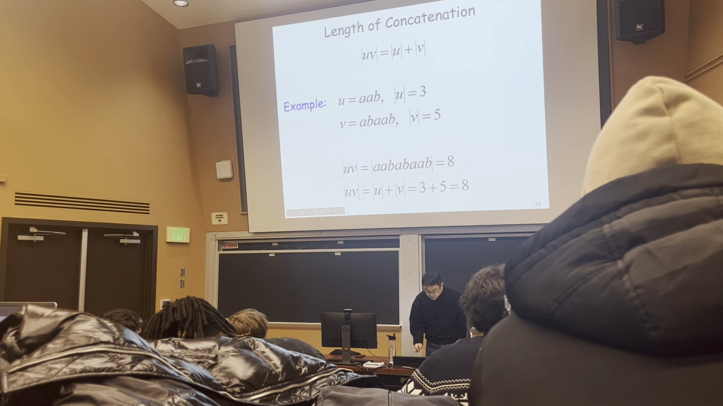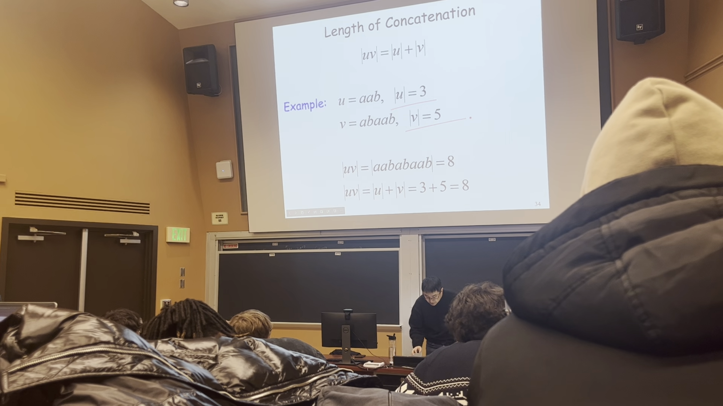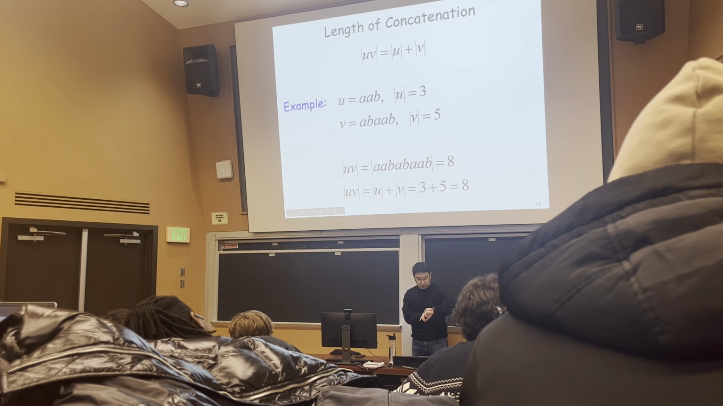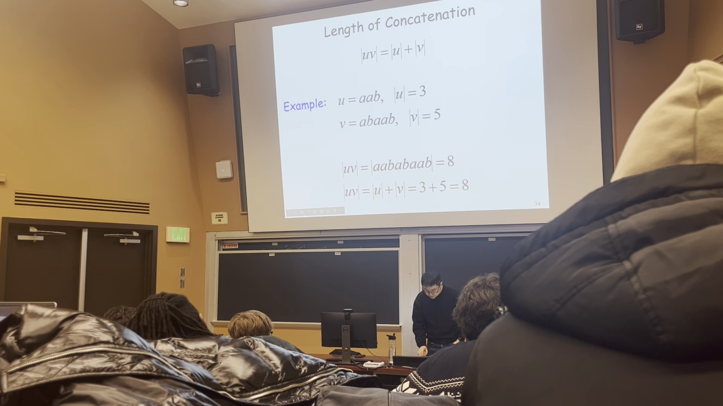Length of the concatenation. If the length of U string is 3 and the length of V string is 5, then we concatenate both of them. Altogether, the length will be 3 plus 5, being 8. Okay, 8.